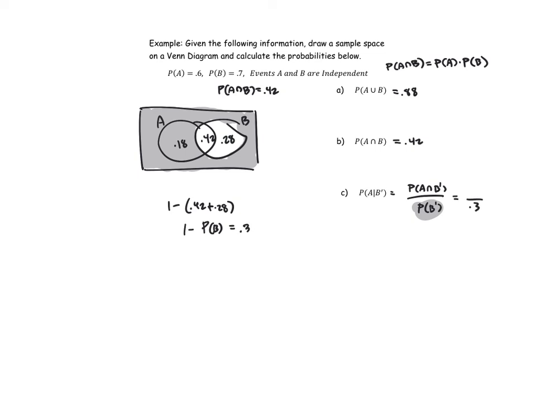Probability of A and not B is going to be this space right here, which is 0.18. That comes out to be 3/5, so 0.6. So the probability of A occurring, given that not B has occurred, is 0.6 or 3/5. Okay, let's continue with our last example for the notes.